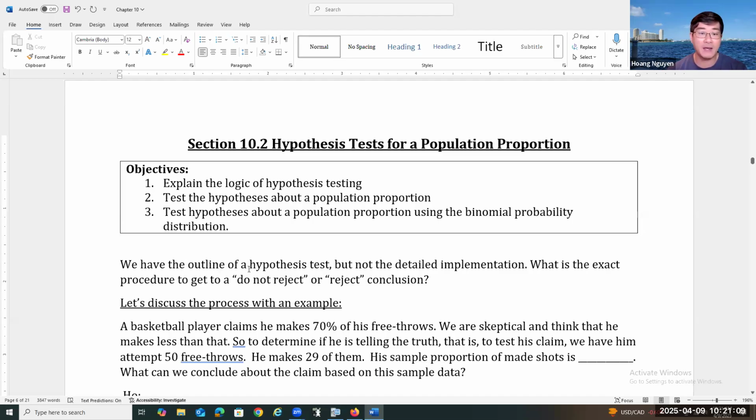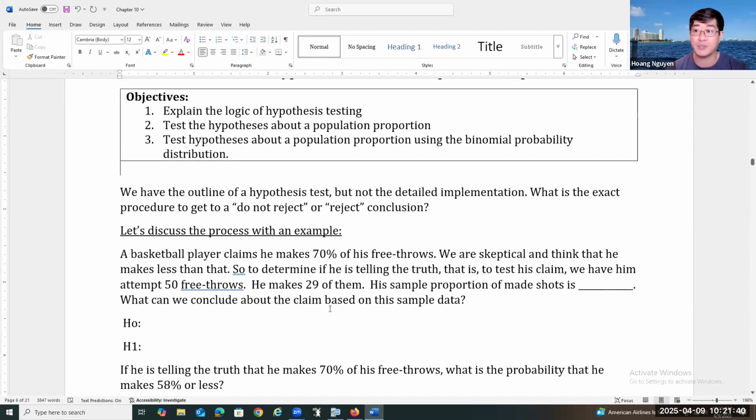So we have the outlines of a hypothesis test, but not the detailed implementation. What is the exact procedure to get to the conclusion of either reject or do not reject? What's going to be the step-by-step, and what calculation do you need to do in order to reach the conclusion of either do not reject the null hypothesis or reject the null hypothesis? So we're going to keep going. I'm going to skip this example and go straight to the procedure for a hypothesis test for a population proportion.